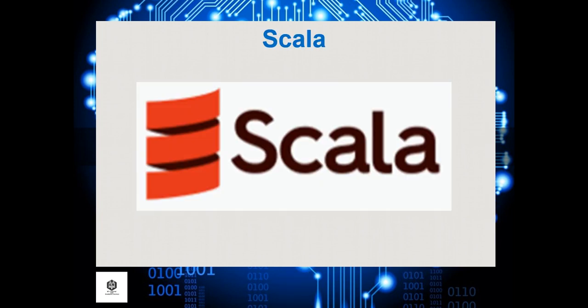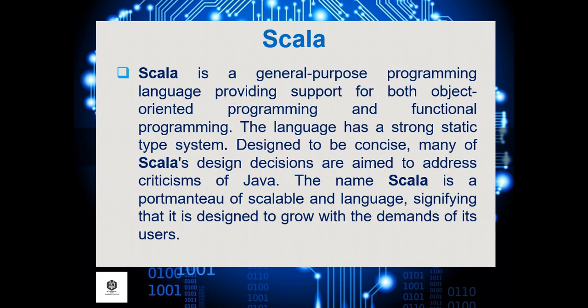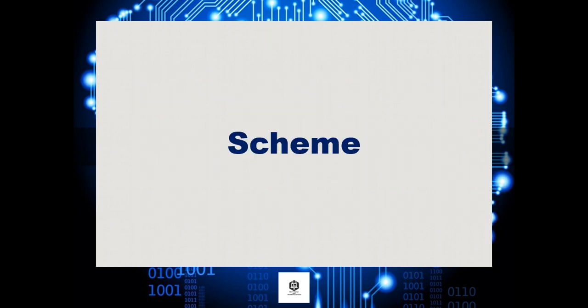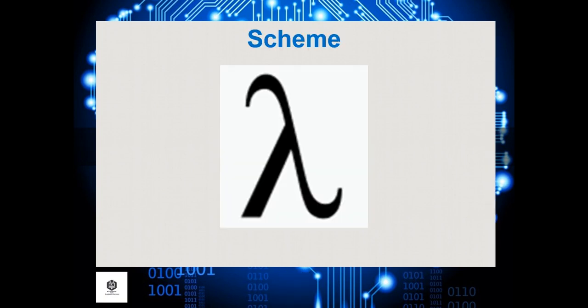Scala. Scala is a general-purpose programming language providing support for both object-oriented programming and functional programming. The language has a strong static type system. Designed to be concise, many of Scala's design decisions are aimed to address criticisms of Java. The name Scala is a portmanteau of scalable and language, signifying that it is designed to grow with the demands of its users.